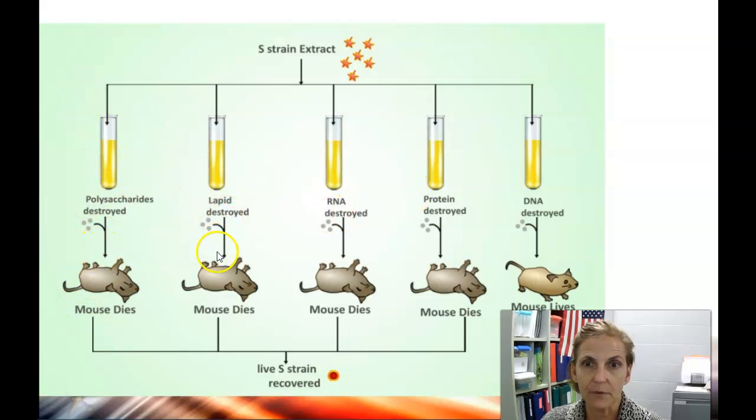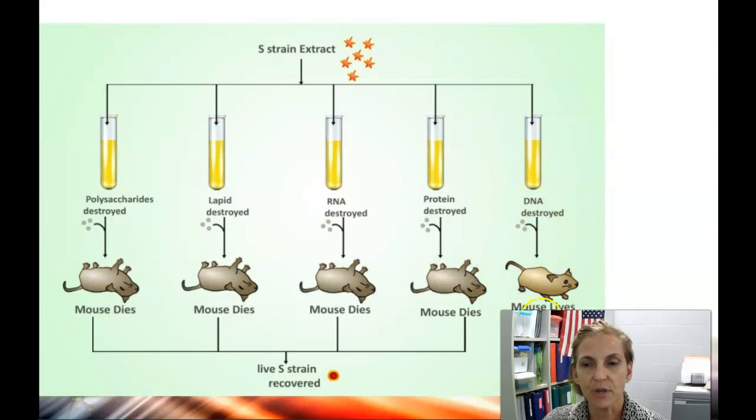The mouse still died, which means transformation still occurred. They got rid of the RNA. They got rid of the proteins. The mouse still died, which means transformation still occurred. When they got rid of the DNA, when they used an enzyme that destroyed the DNA, the mouse still lived.